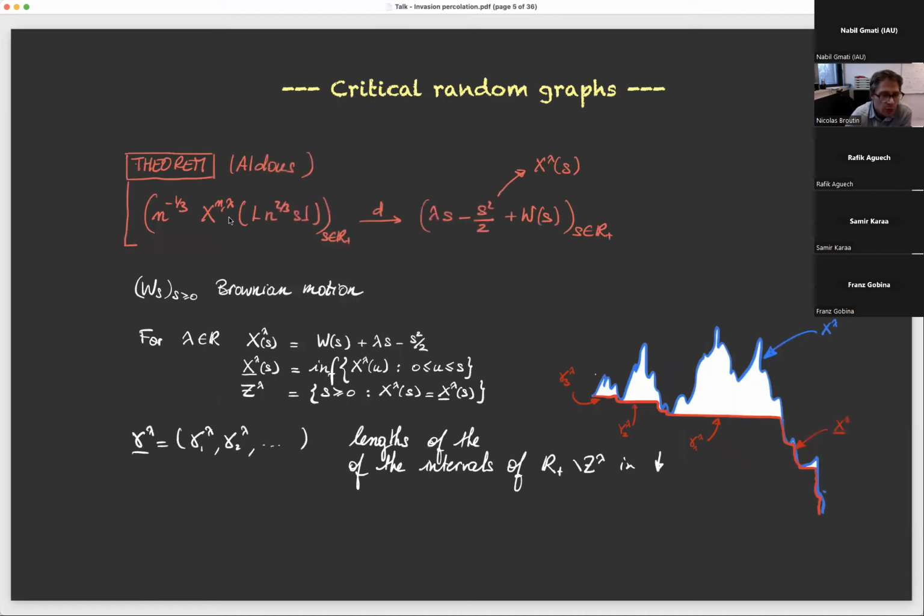Okay, so we proved that there is a limit for X^n_lambda over n^(1/3) at time n^(2/3) s to a process which is the mean, lambda s minus s squared over 2, which is the sum of the expected values rescaled, plus a Brownian motion. And remember, we don't really care about this process X. We care about the size of the connected components.